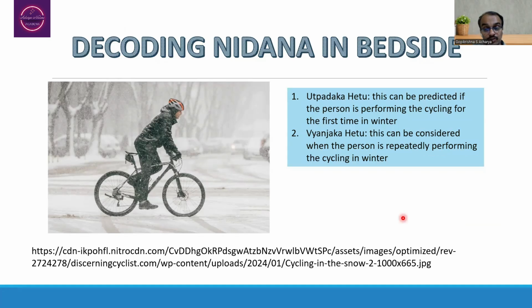Utpadaka hetu and vyanjaka hetu. Suppose the person is doing this cycling for the first time, then we are going to apply the concept of utpadaka hetu. Whereas if the person is doing the same kind of activity continuously, regularly in the winter for 15 days, etc., then we are going to apply the concept of vyanjaka hetu.